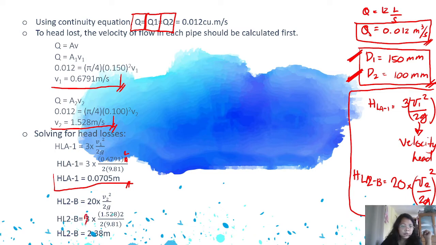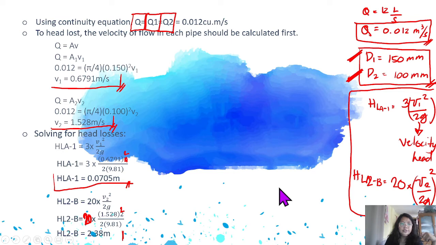20 na to, no? Sorry. Huwag nyo na pansinin yung text. So, 20 times 1.528 squared divided by 2 by 9.81. And you will get another value, calculate ko nga, verify ko ha. So, 20 by 1.528 squared over 2 by 9.81. 2.38 meters ang kanyang head loss from 2 to B.